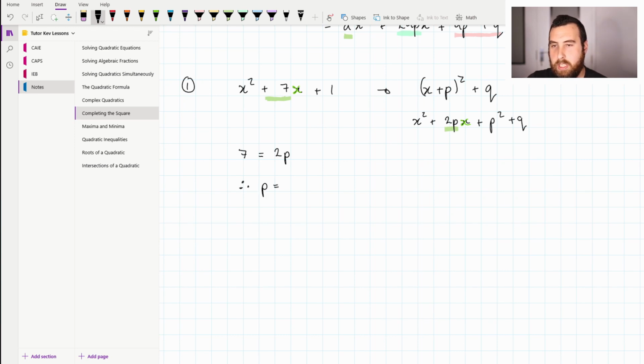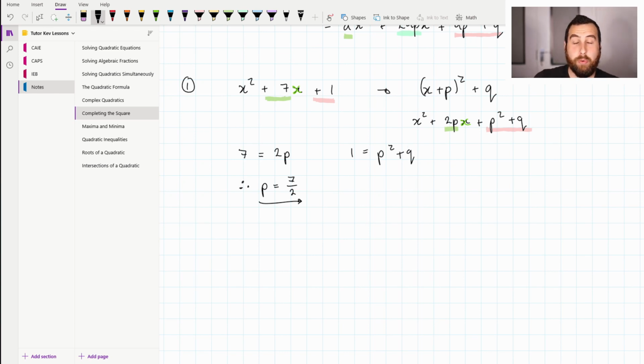Therefore, p must equal 7 over 2. Right, so there's my first constant solved. Now I need to find the other constant. And we see that this plus 1 has to be equal to p squared plus q. And so I'm going to equate the two of them. So I've got 1 must be equal to p squared plus q.